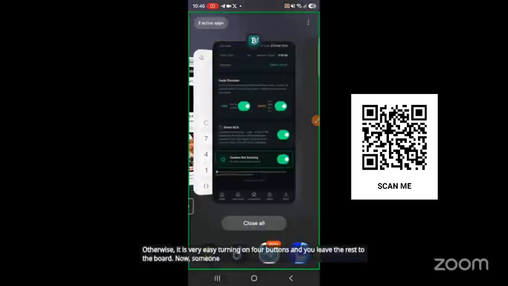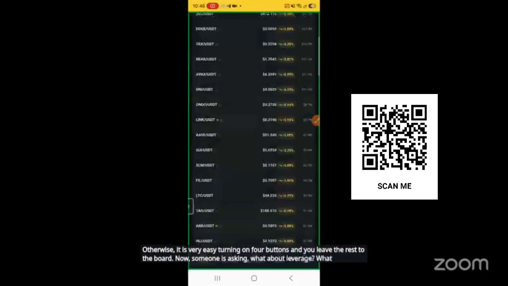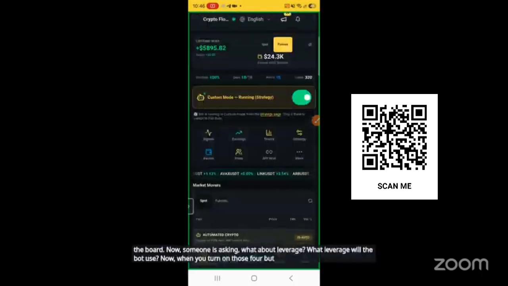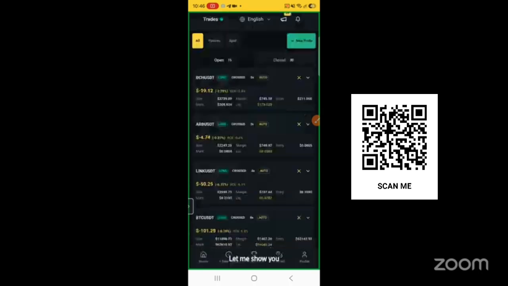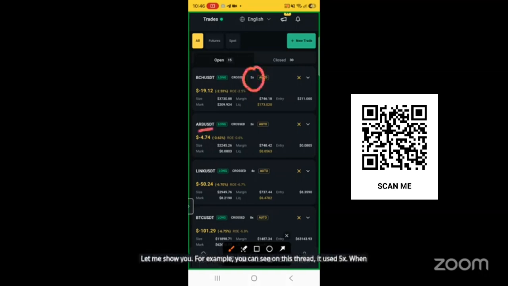Now, someone is asking, what about leverage? What leverage will the bot use? When you turn on those 4 buttons, the bot chooses the leverage it wants to use. Let me show you. For example, you can see on this trade, it used 5x. When it reached on Arab, it used 3x.